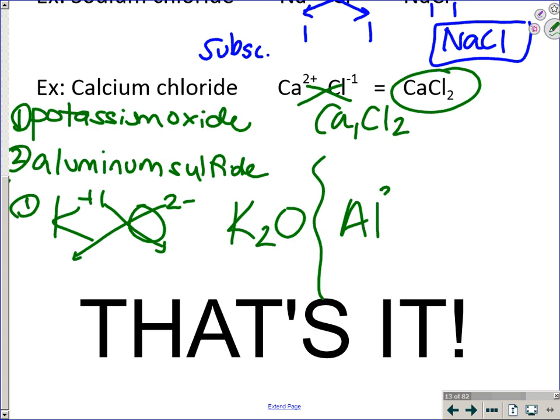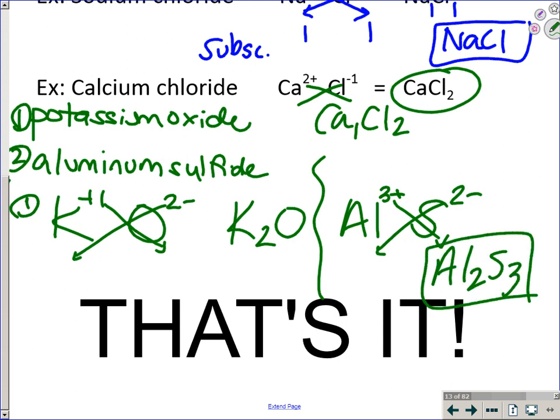because it's in group 3, so it's got a 3 plus. Okay, sulfide. The S, and then 2 minus because it's a group 6. And then you crisscross it. So it would be Al2S3. Very good.